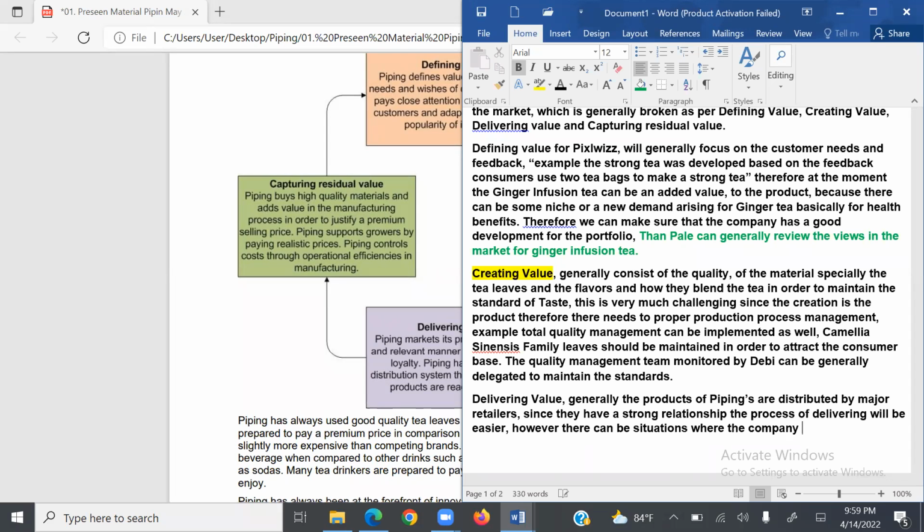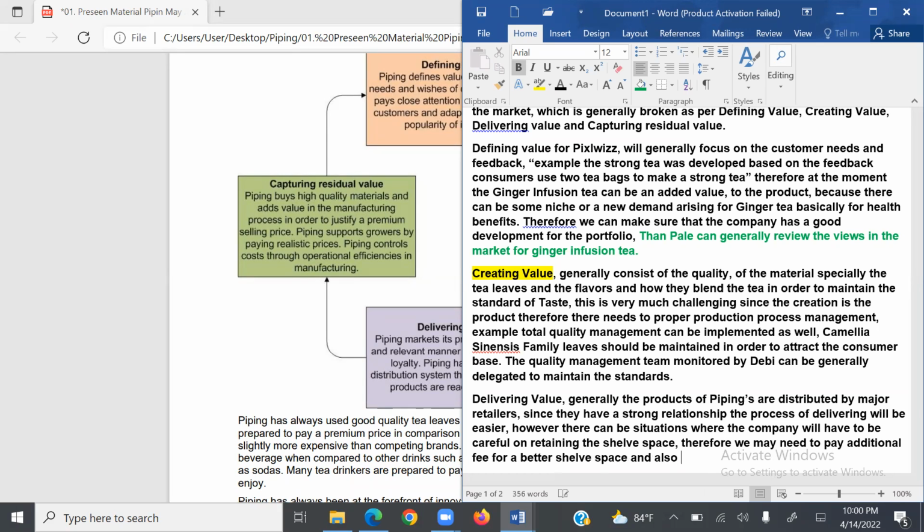where the company will have to be careful on retaining the shelf space. Because, students, understand it, it's very important. Consumers must see the product. Therefore, we may need to pay an additional fee for a better shelf space.